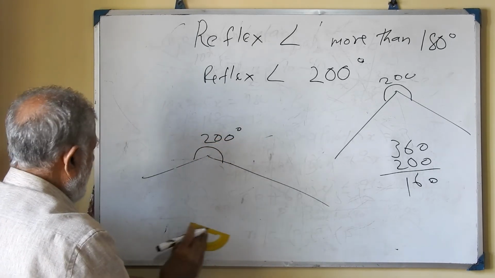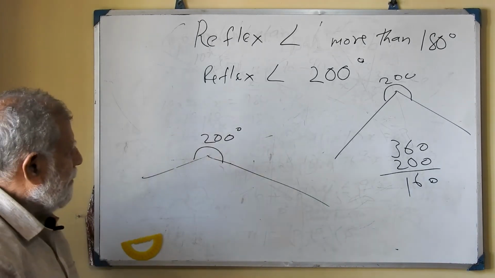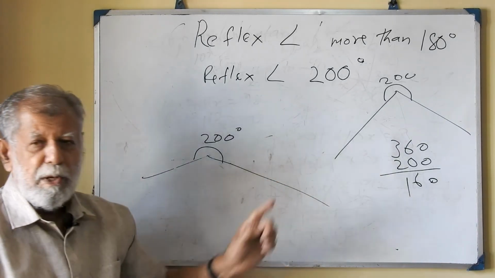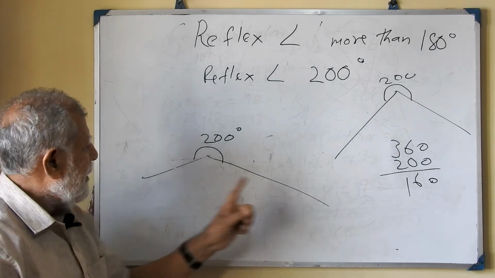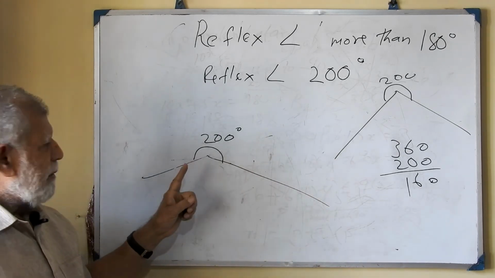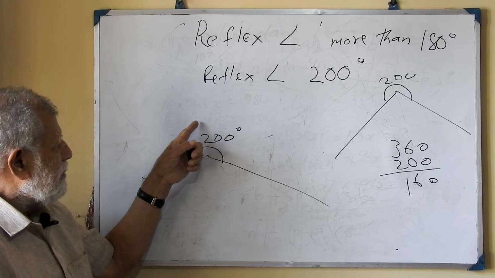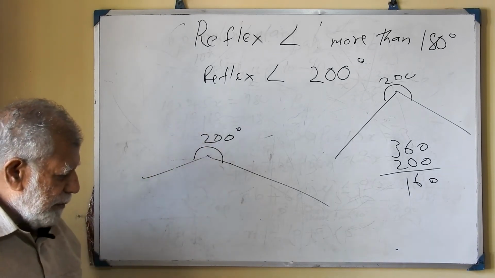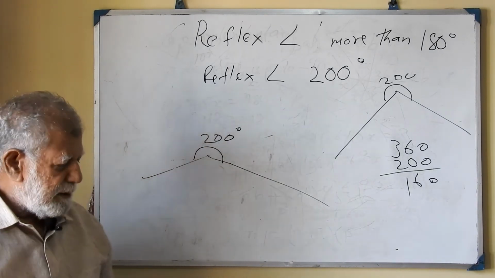How did we do this? From 360 we subtracted 200. Then it comes to 160 degrees. We draw 160 degrees here, but we don't write 160. So this angle becomes 200 degrees. So this is how we draw a reflex angle, children.